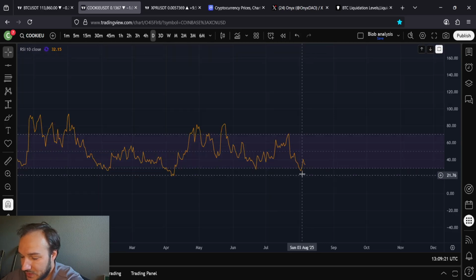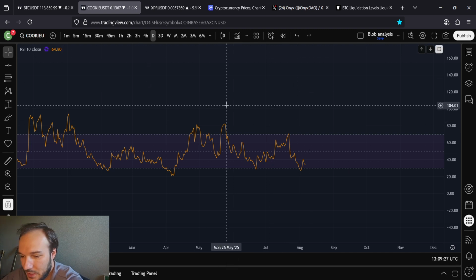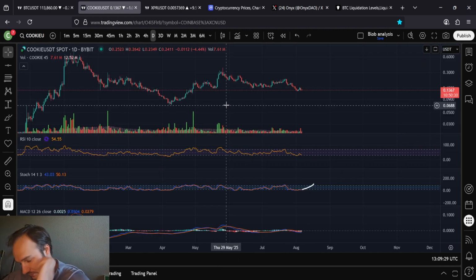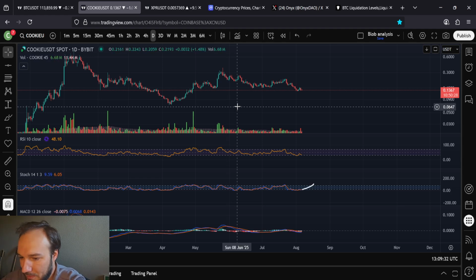The RSI bouncing out of the oversold zone is nice. Rejecting the 40 is not nice. So you're kind of in a state of limbo, and I would even say in a bearish state of limbo now. So bearish on the daily time frame, bullish on the 1 hour, bullish on the 4-hour, bearish on the daily.